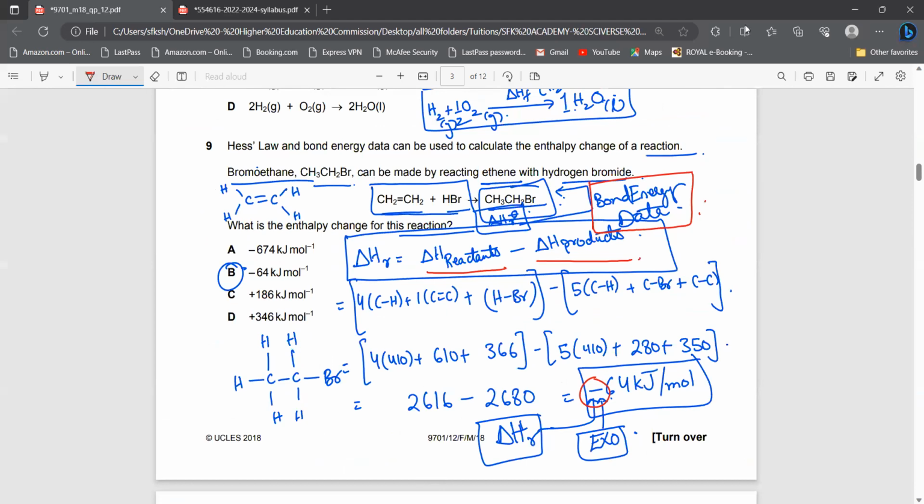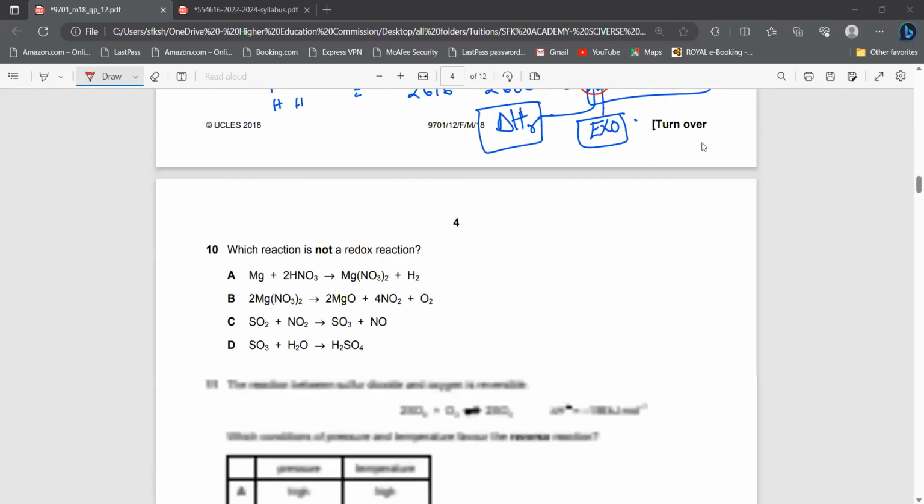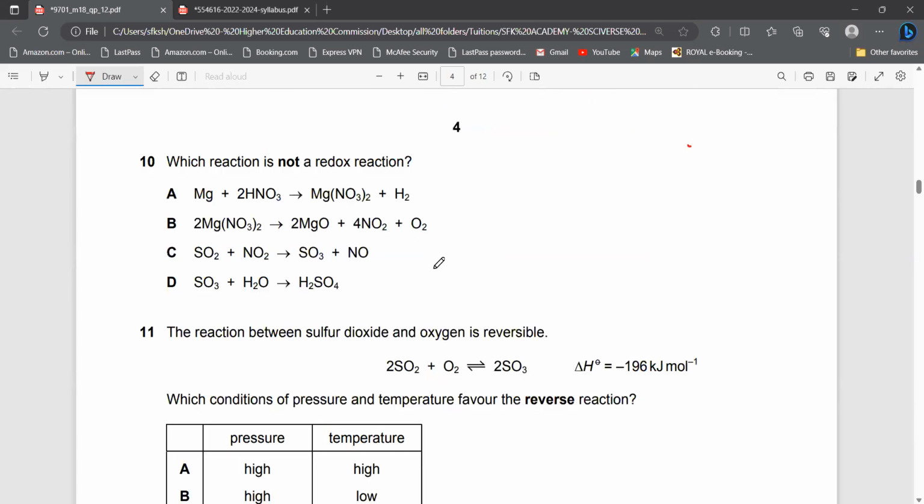Is everything clear so far? All right. Now, question 10, the last question of this video. Which reaction is not a redox reaction? Which one is not a redox? Remember, it's not a redox.